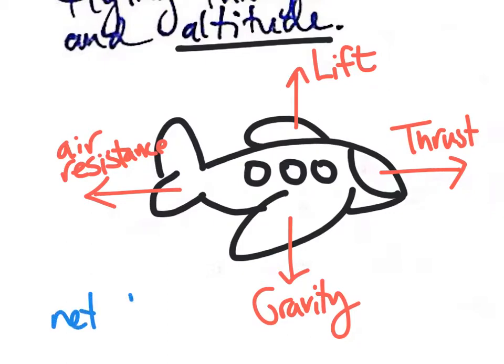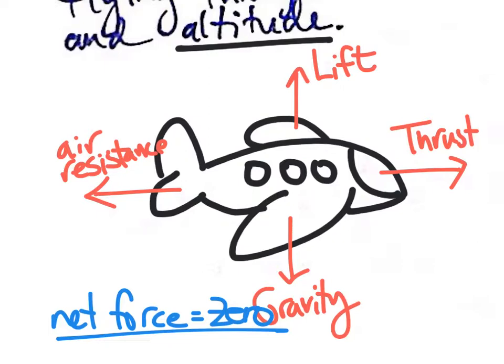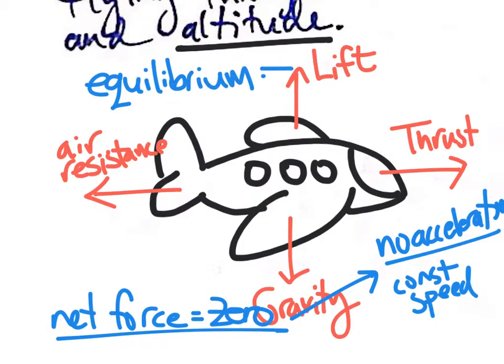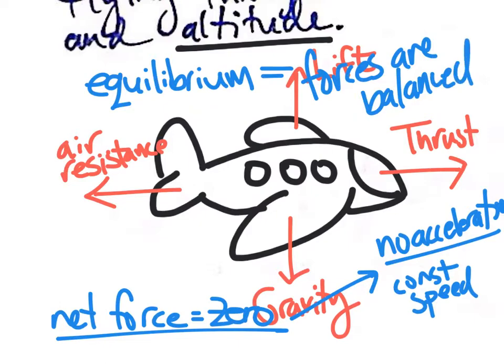We can say that the net force on it is 0. Okay, 0 newtons. That does not mean that it is not moving. The plane is obviously moving. What that means is that there is no acceleration. Okay, no acceleration, meaning the constant speed. We can also say that the plane is in equilibrium. And equilibrium means the forces are balanced. Forces are balanced. Okay, so there's our free body diagram. We didn't draw any planes or pelicans or whatever.